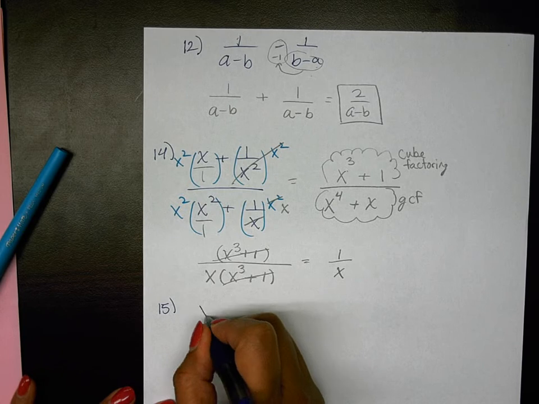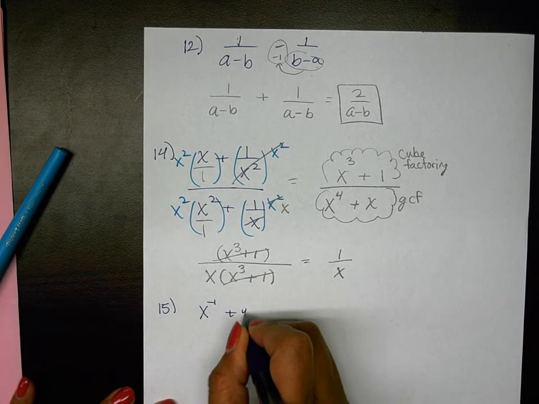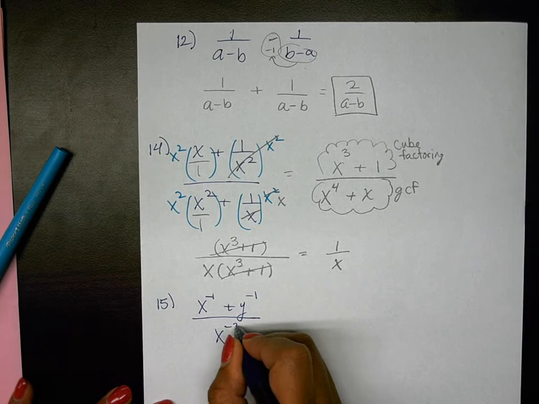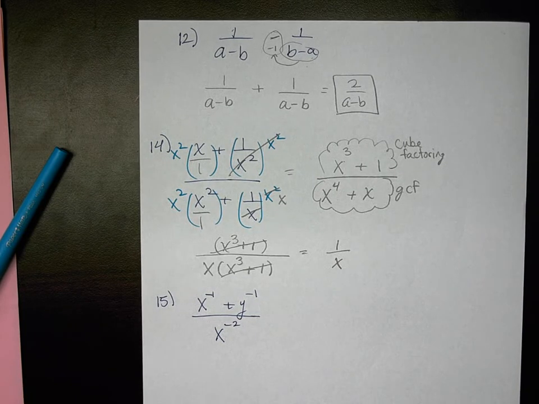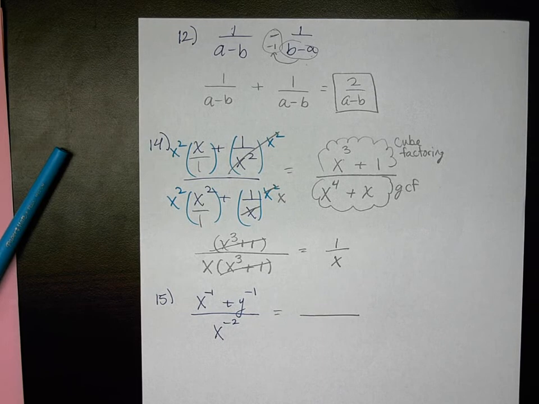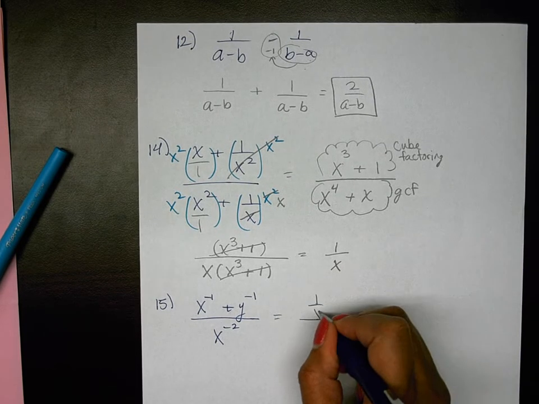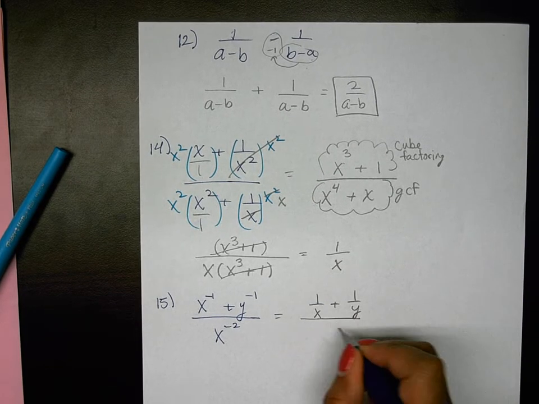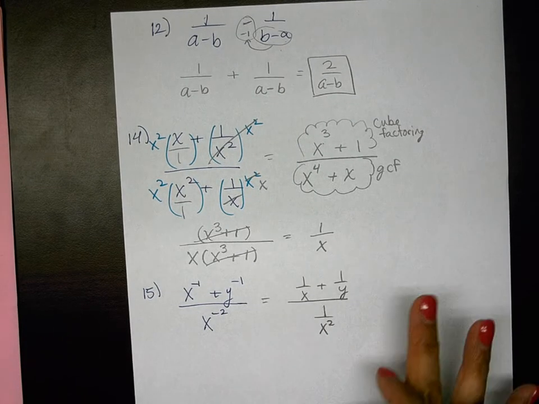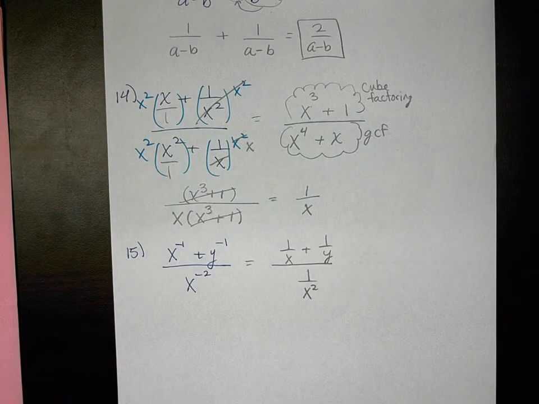Okay, number 15. All right, so 15's kind of like that one that you asked me about, not the one you asked me about earlier, but the one I asked you to show me when I said, tell me how you did this one. So tell me how you would start this one. I did 1 over x plus 1 over y all over 1 over x squared. Okay, and then what did you do next? That's all I got.